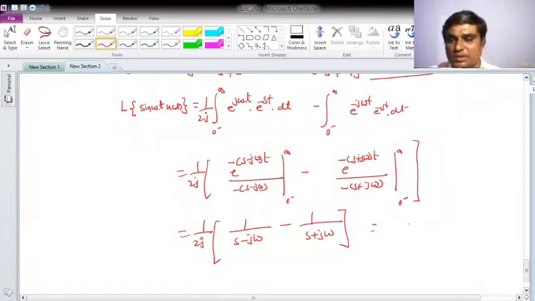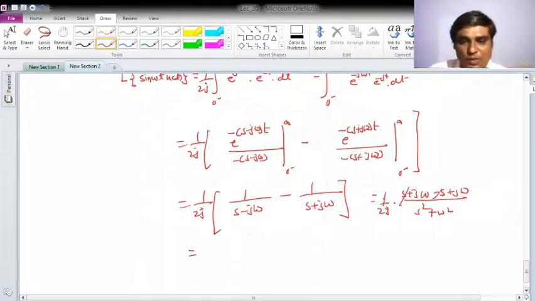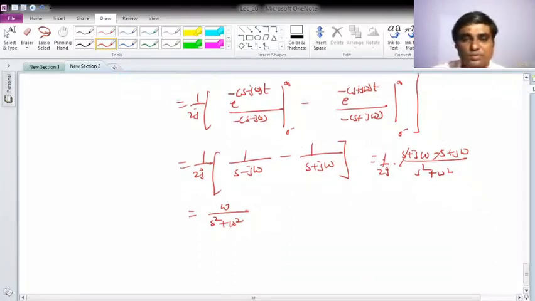It is the same, that is s square plus omega square. Here it will be s plus j omega, here it is minus s plus j omega, and the multiplier factor is 1 upon 2j. S will cancel, 2j will cancel, so it will be omega upon s square plus omega square, right? So again this is one of the standard pairs.